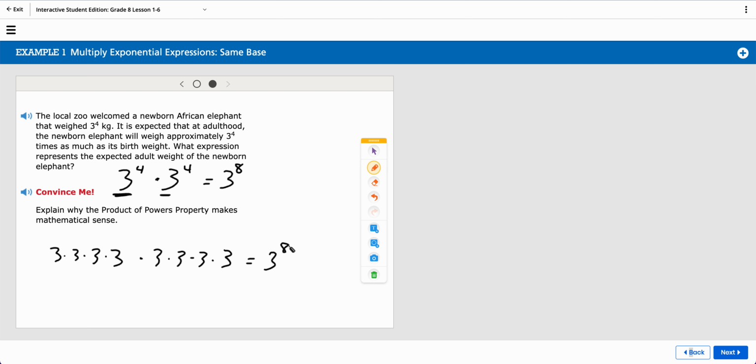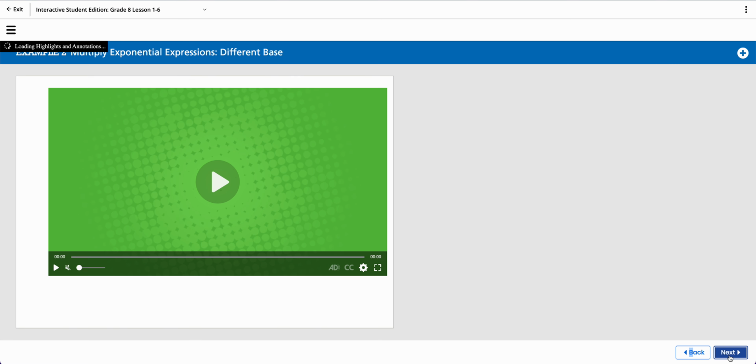All right. We good? Yep. All right, so that's the product of powers. Let's learn a new one, multiplying exponential expressions if the bases are different. So for the product of powers, the bases have to be the same for that property to work. But what happens if the bases are different? Well, let's watch this video.